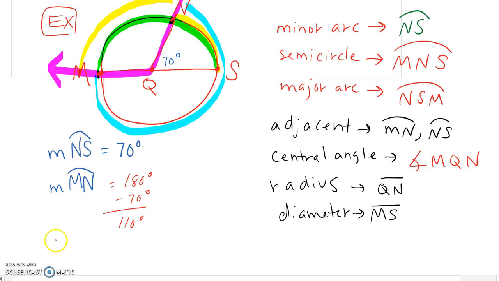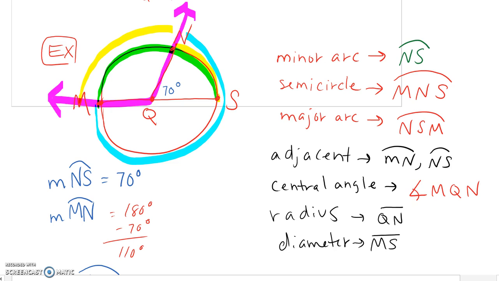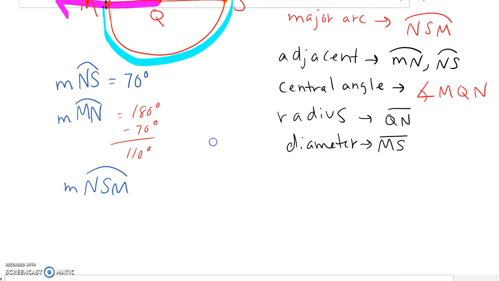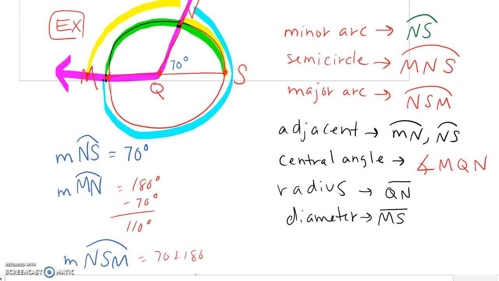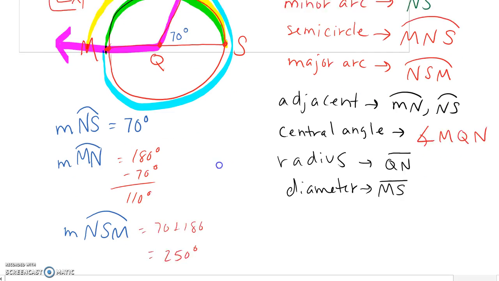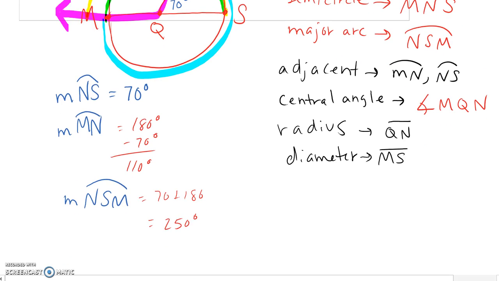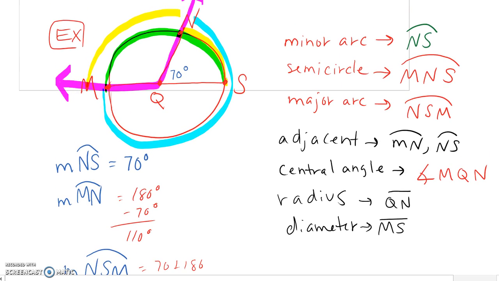What if I asked you for the measure of arc NSM? That means I'm starting at N, I'm going to S. It's the blue one I have marked. So N, S, and back around to M. Well, that's half a circle plus that extra 70 degrees. So this would equal 70 plus 180, which equals 250 degrees. It's a major arc. It comes out as more than 180. So that's how you figure out the measurements. You sometimes have to deal with the 180s, deal with the 360s. Remember, half is 180 and all the way around is 360.